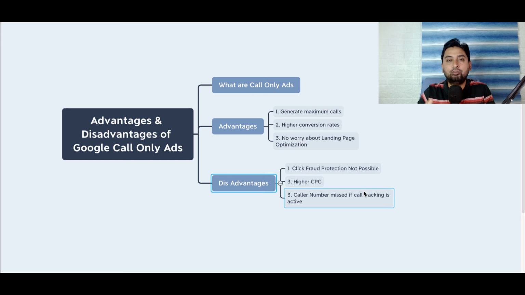And even when the call is picked by you, make sure that the first thing you do is ask the user for his contact number, so that in case the call drops, you will have the contact number to call him back and continue the conversation. Otherwise, the chances of you losing the lead are really high here. So hope you have got an idea about what call only ads are and what the advantages and disadvantages of Google call only ads are.